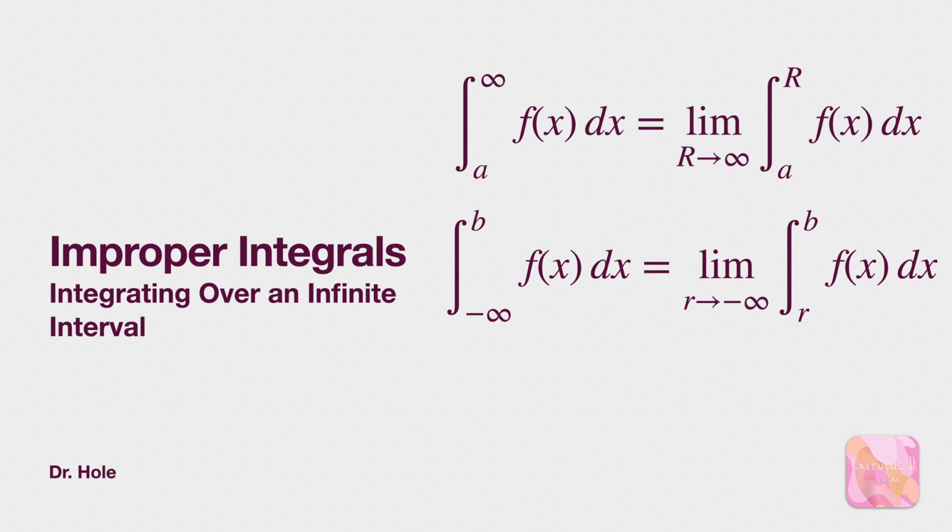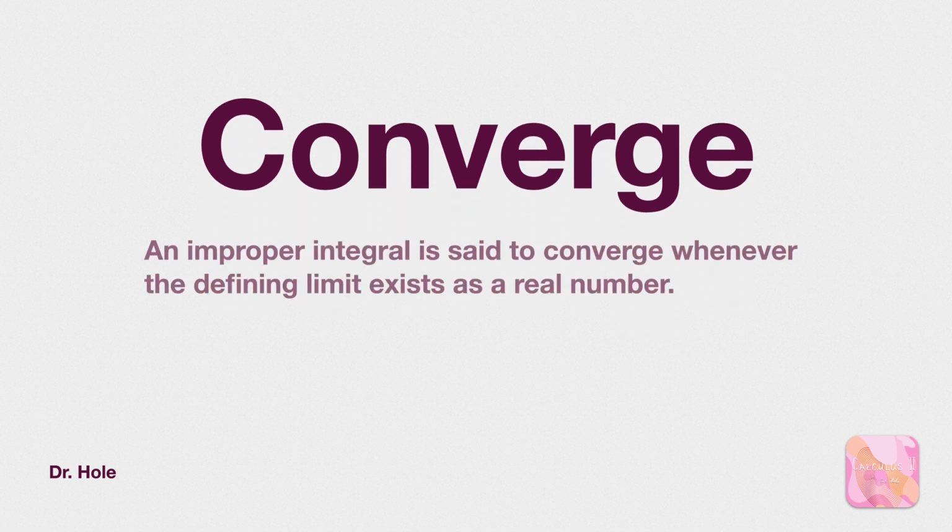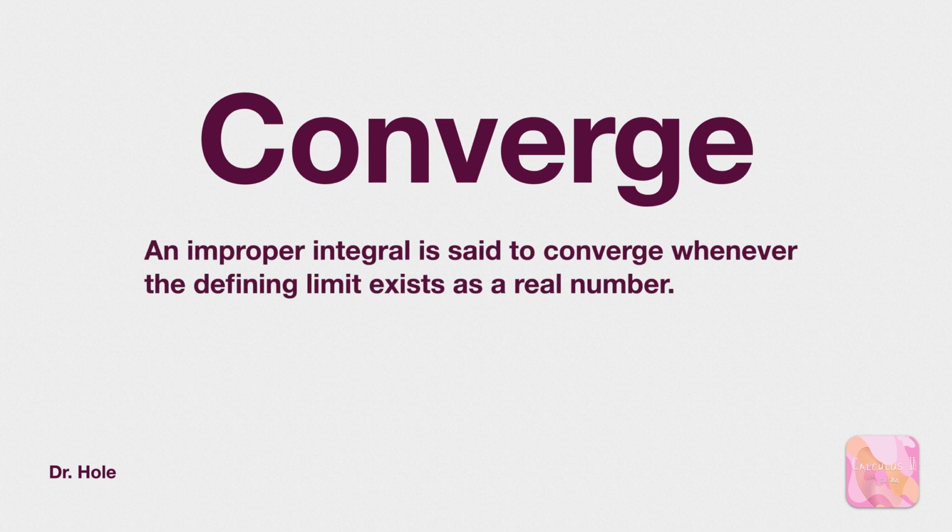All right, so we're taming infinity through a limiting process. Very nice. This brings up a nice vocabulary word, converge. When that taming of infinity yields a finite value, we can describe that with the word converge. So, an improper integral is said to converge whenever the defining limit exists as a real number.